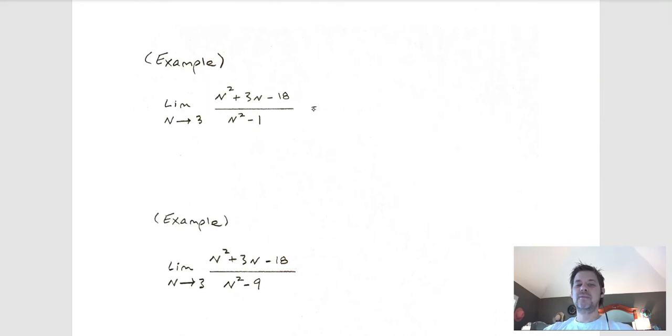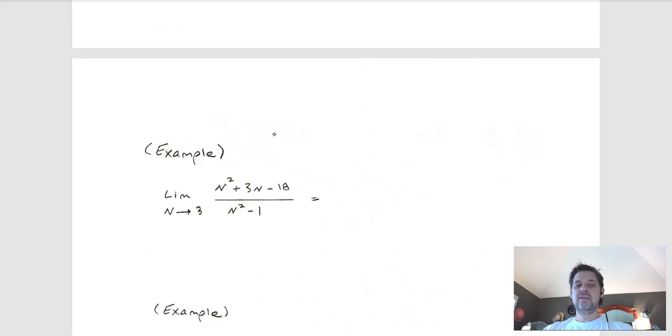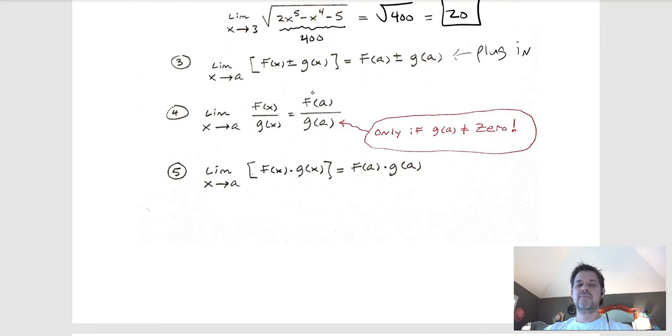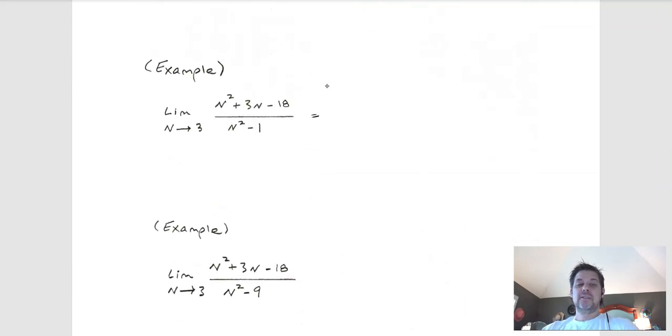Okay, so let's see. Here's one where it says evaluate the limit, and it has division in it. What this was telling me was that I can plug into that top function and plug into that bottom one, as long as I don't get 0 under the bar. I can't divide by 0. So, well, let's try that. So I get 3 squared plus 3 times 3, take away 18. So that's plugging in the top. And then I'll get 3 squared minus 1. That's plugging in the bottom.